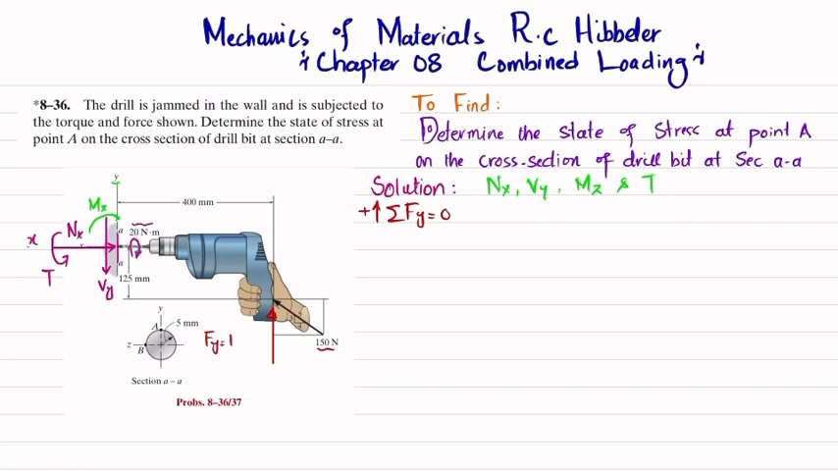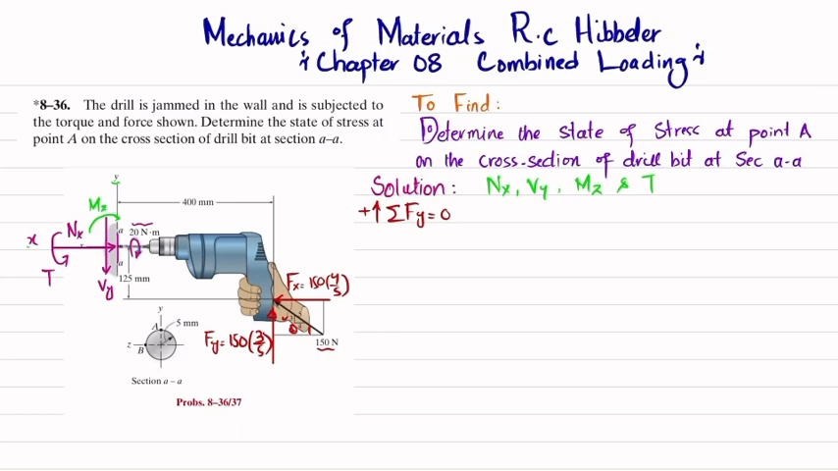So Fy will be equal to 150 sine theta. This is the theta angle. So sine of theta will be equal to 3 over 5. So this will be its vertical component. And the other component will be this one, the horizontal component. This horizontal component will be equal to 150 into cos of theta, and cos of theta will be equal to 4 over 5.